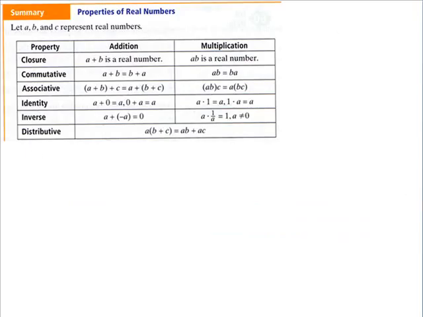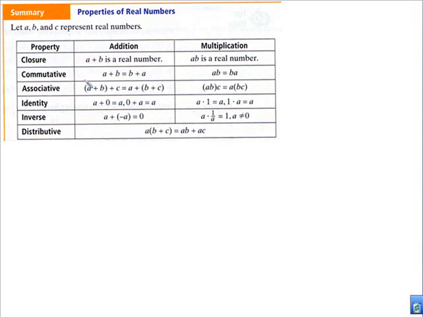A few properties that we need to go over. The closure property, for addition and multiplication. All this says is if you take two numbers and add them together, you're going to get a real number. If you take 2 plus 3, you get 5. 5 is a real number. Same thing for multiplication. If you multiply two numbers together, you're going to get a real number. 2 times 3 will give you 6. 6 is a real number.